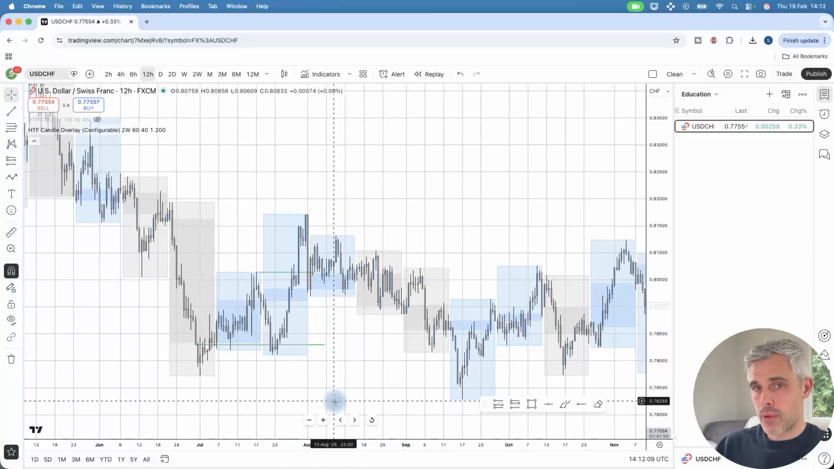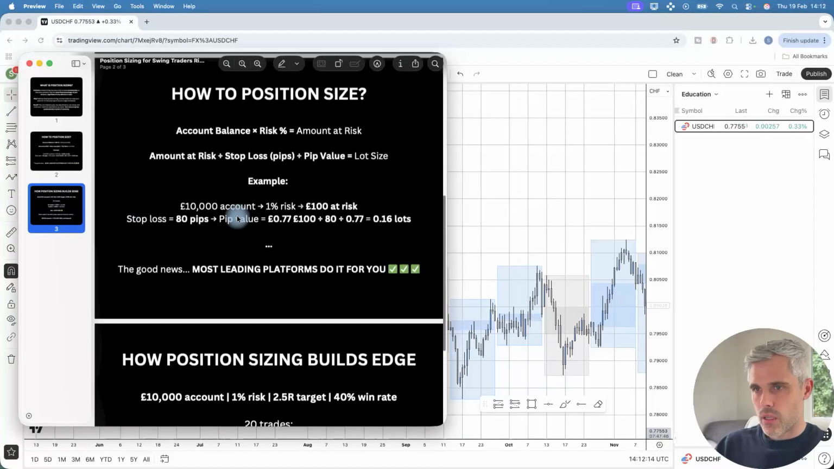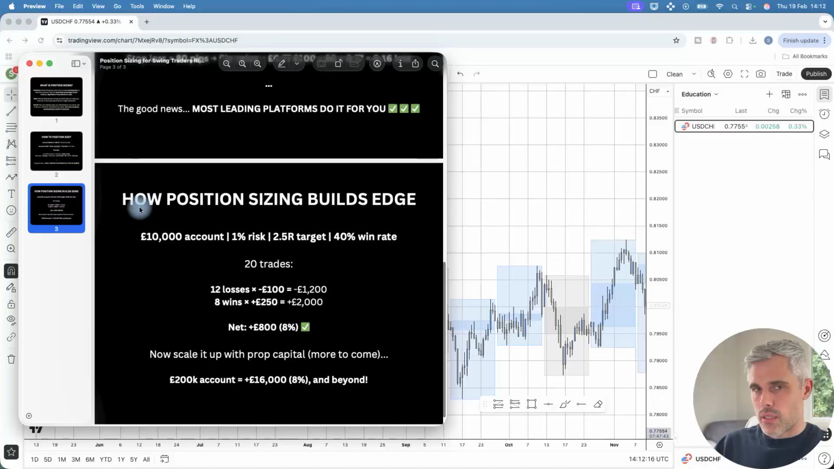Now, how does this then compound over time when you have position size locked in? So essentially, let's imagine that we have a 10k account and we're going to fix our risk at 1% per trade. We're going to focus on driving a 2.5R return per winning trade. So we're betting £100 to make £250. Well, let's just say the win rate that you get on your trades is around 40%. In 20 trades, this is actually how it plays out.